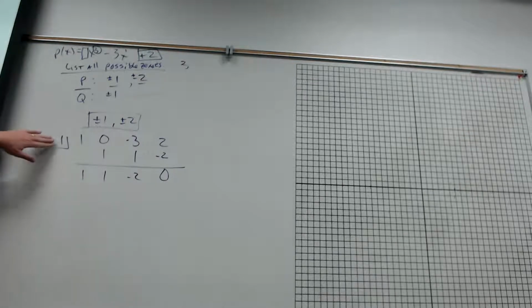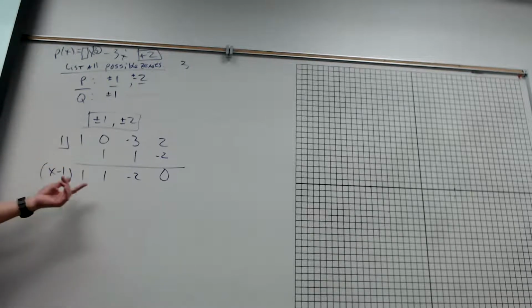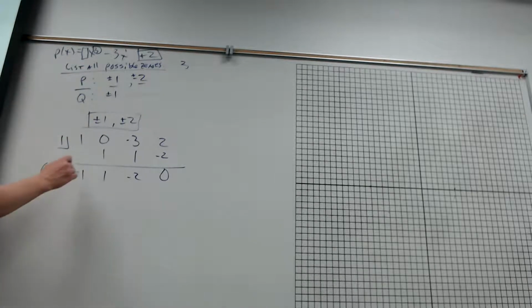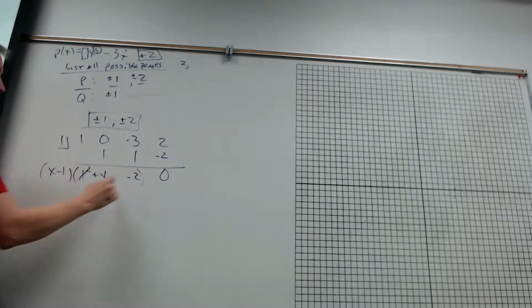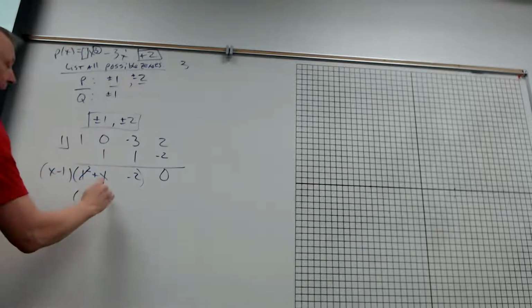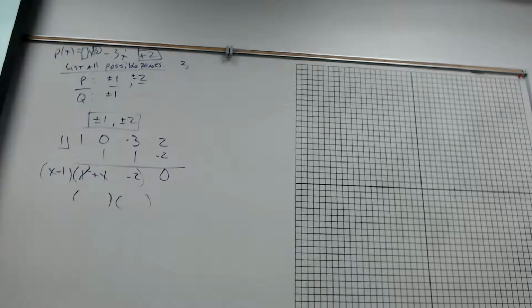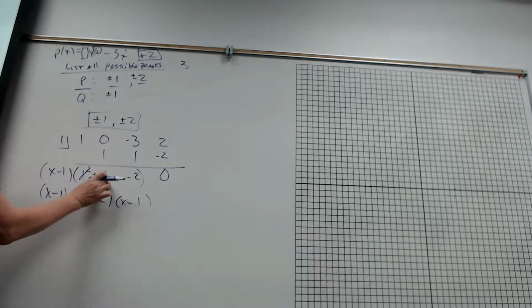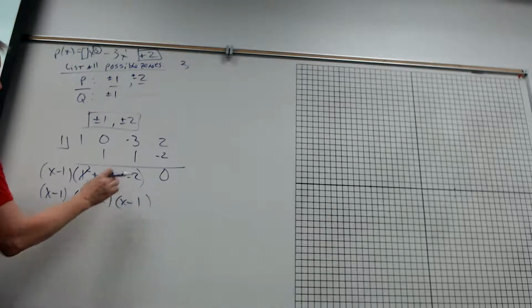Okay, so if 1 is a zero, what is the factor that turns into? X minus 1. And these become what? If I started with an x cubed, this becomes an x squared, x, and minus 2. So that's what I've got left. That is easily factorable. Eric can do it, right? X plus 2, x minus 1. Plus 2 minus 1 is plus 1. A positive times a negative is a negative.